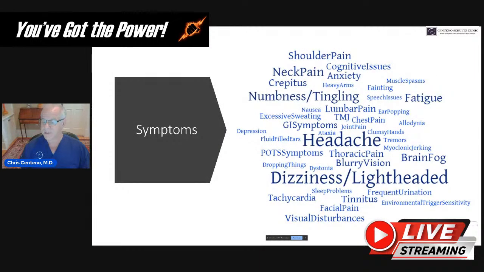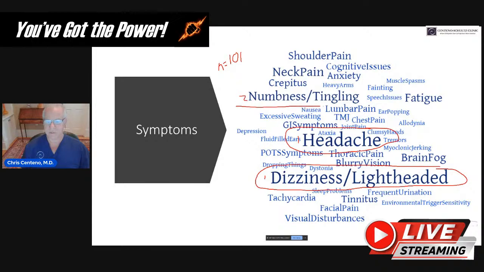And if we go to symptoms, the symptoms themselves matter. And this is from 101 confirmed CCI patients where we asked them their symptoms. And the bigger the word, the more likely they were to report that symptom. So you can see here that the first tier would be things like headache and dizziness, lightheadedness. Those are the most common things that CCI patients report. Then we get down to the next size of these words, or the next frequency, and we're in the second tier symptoms: numbness and tingling and neck pain.